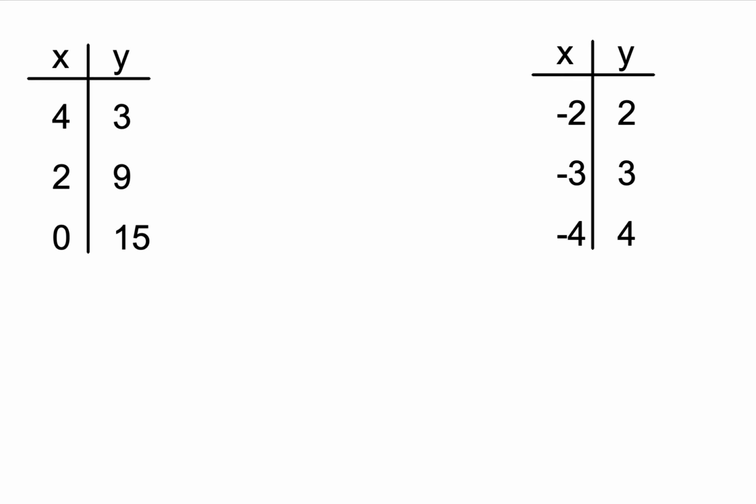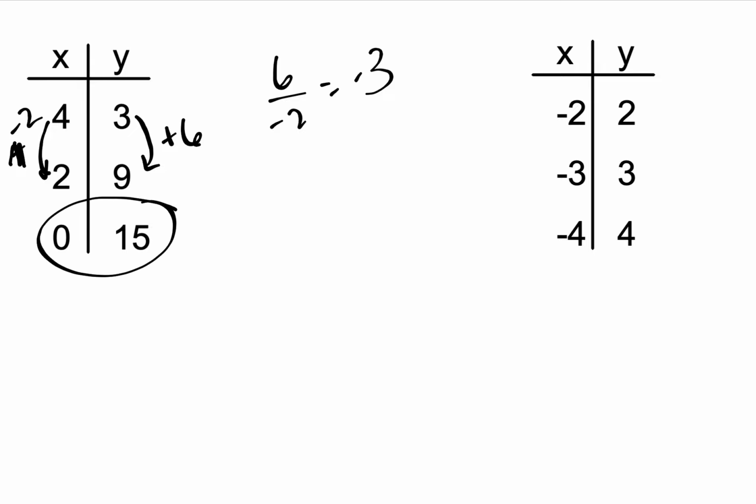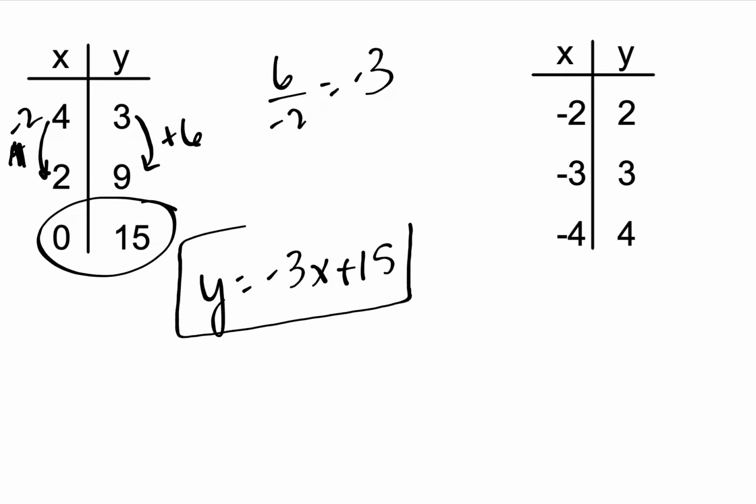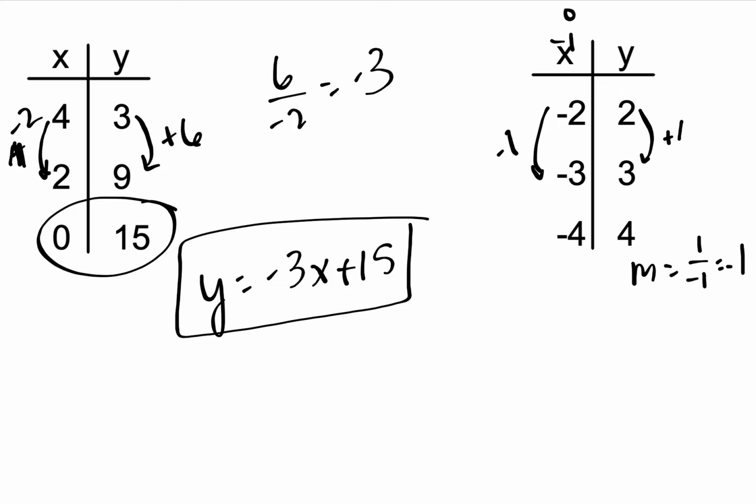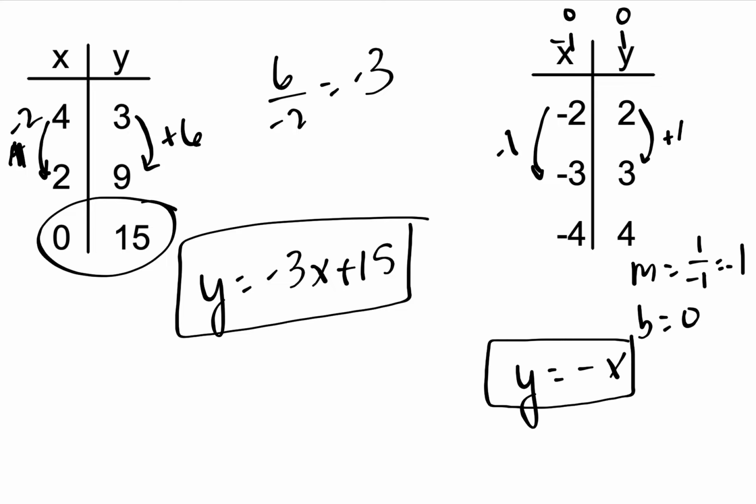Couple more examples. This one, find the slope. The outputs change by going not up, actually down 2. The inputs go up by 6. So the slope is -3. The intercept is 15. So this is y equals -3x plus 15. Next one, the slope, these go up by 1, these go down by 1. So the slope is 1 over -1, which is just -1. The y-intercept, if we follow it back to 0, we would find the y-intercept is actually 0. This gives us y equals -x plus 0, which is just y equals -x.